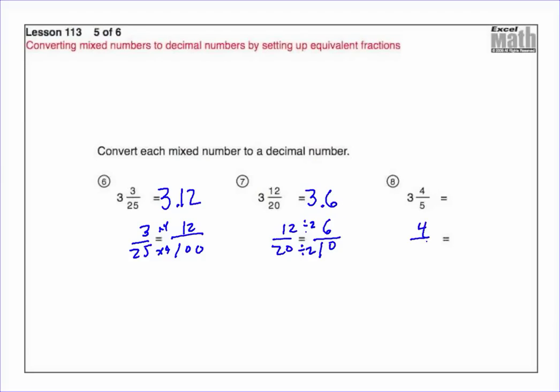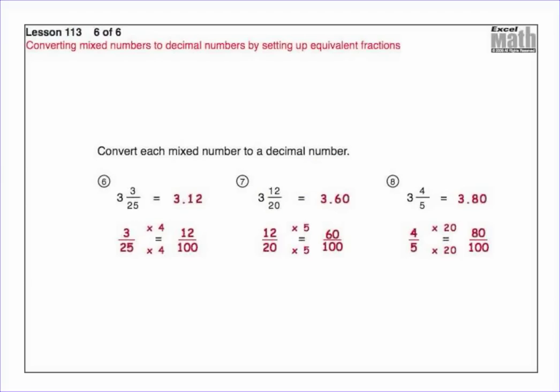4/5, change that into tenths. Yep, sure can. 5 times 2 is 10, so 4 times 2 is 8. 4/5 is equal to 8/10, so this is 3.8 as the answer. All right, thank you for watching.